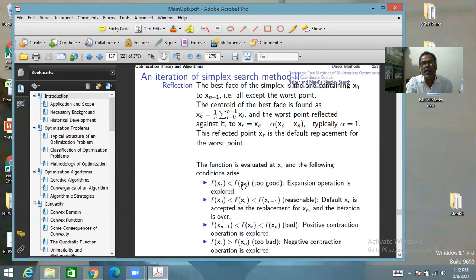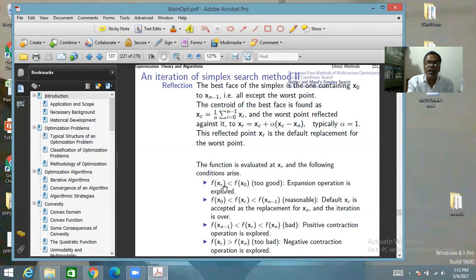It can have any value theoretically. So less than x0, between x0 and x1, between x1 and x2, between x2 and x3, and so on. And then finally, between xn minus 1 and xn, or even higher than xn, okay, higher than f(xn). So all these things are possible. So all cases we will consider.